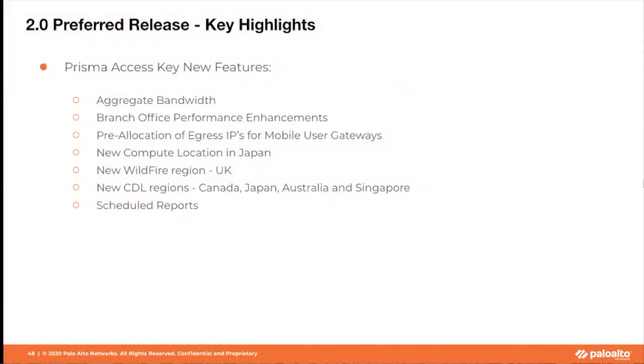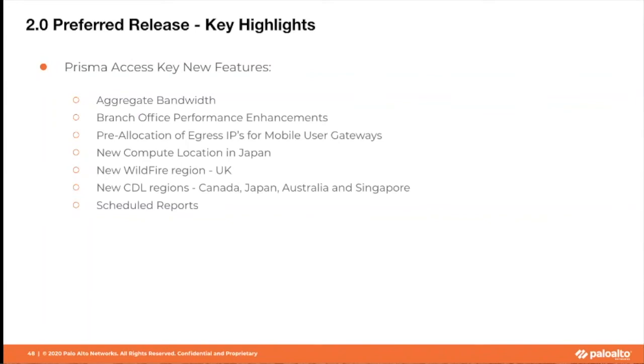Key features that will be coming to you: managing your aggregate remote network bandwidth at an aggregate level is a huge feature that's been in demand. There are also improvements in performance in the branch office and service connection, as well as the ability to pre-allocate egress IPs for onboarding new mobile user gateways. As mentioned every week, we continue our growth across the globe with new compute locations in Japan, new Wildfire regions in the UK, and new Cortex Data Lake regions in Canada, Japan, Australia, and Singapore.